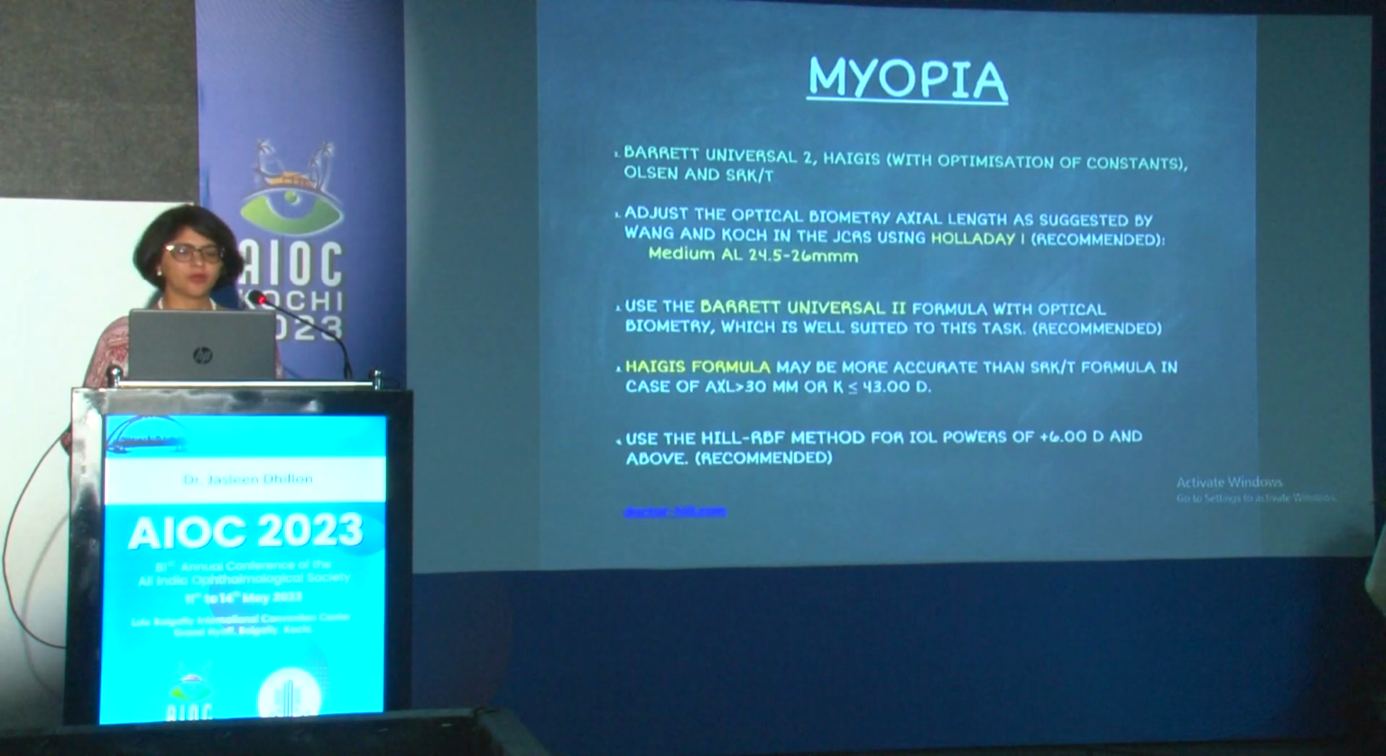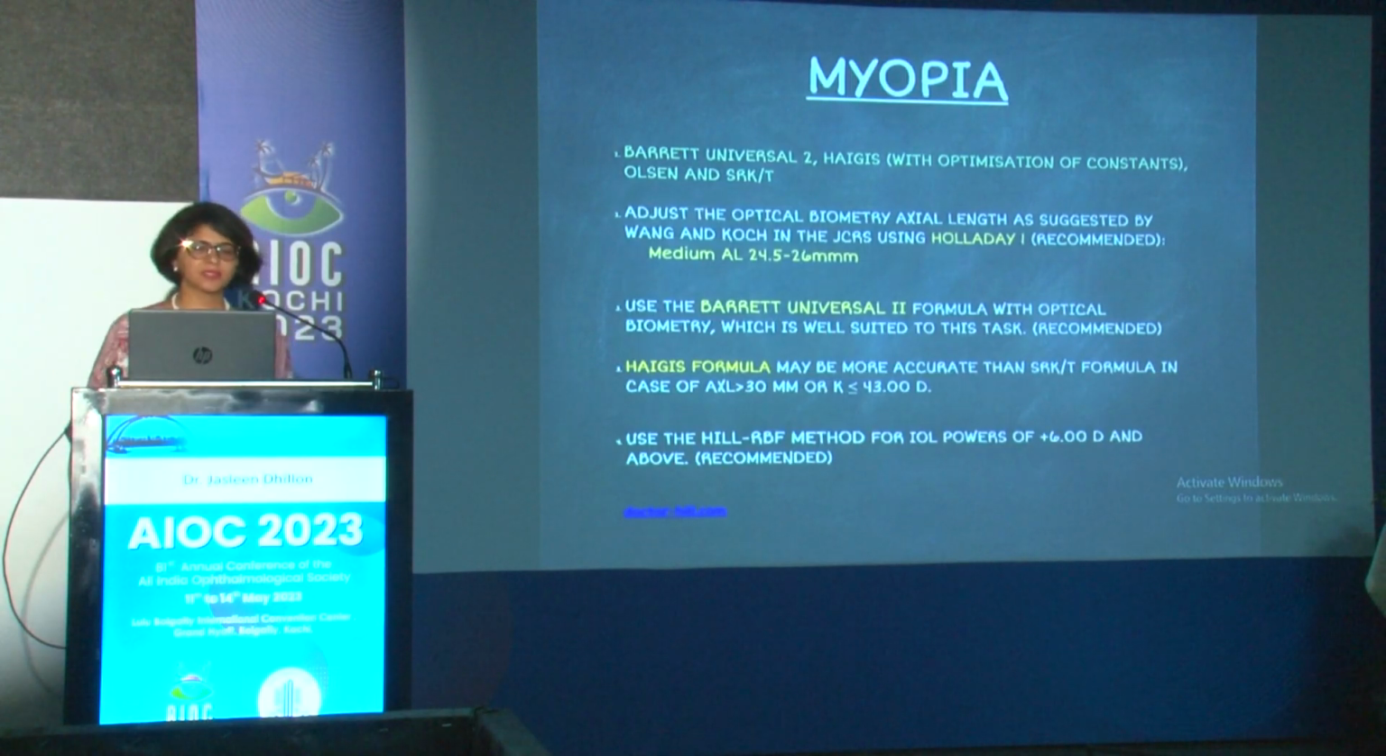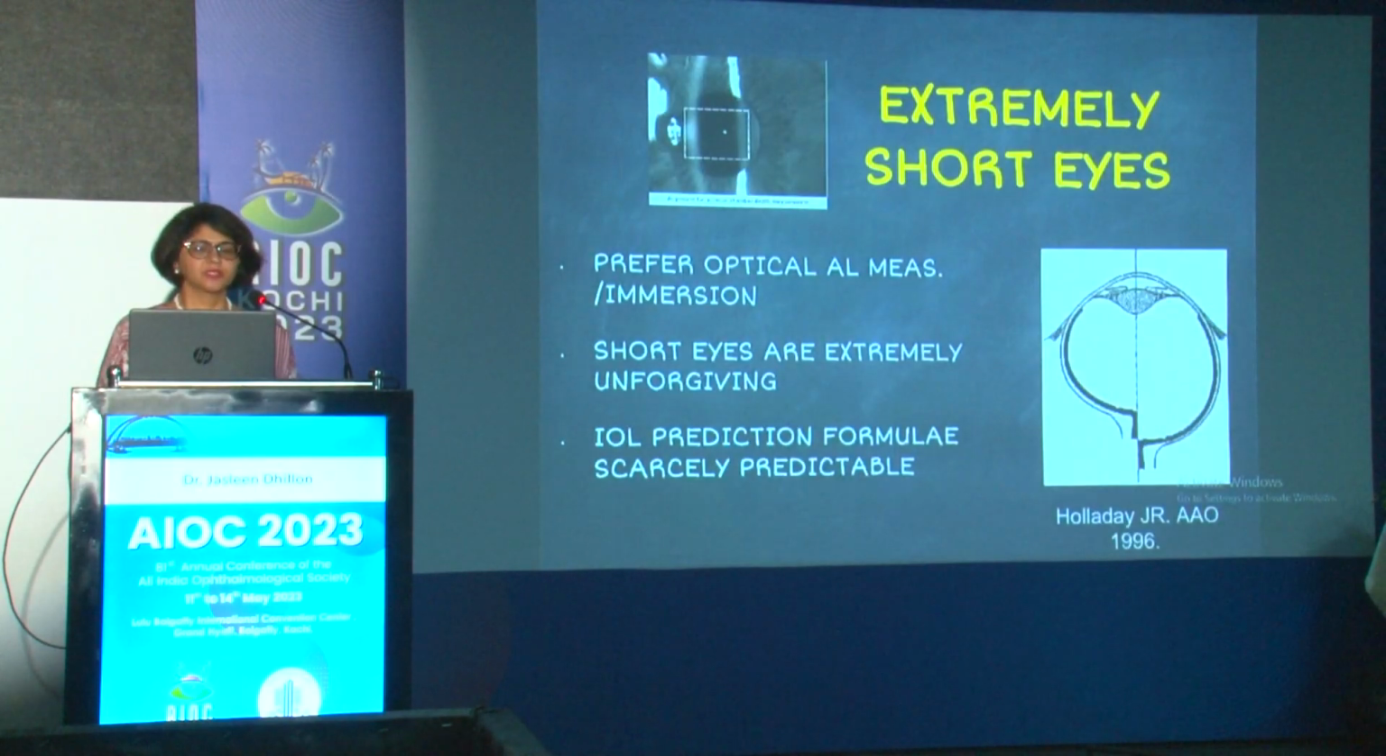And in the formulae, of course, the Barrett Universal 2 is doing very well in most of the extreme eyes. And you could use the Wang and Koch adjustment in the Holladay when the axial length is 24.5 to 26 millimeters. And the Hill RBF method uses artificial intelligence and is recommended for IOL powers of +6 and above. So in the extremely short eyes, here again, the optical biometer.